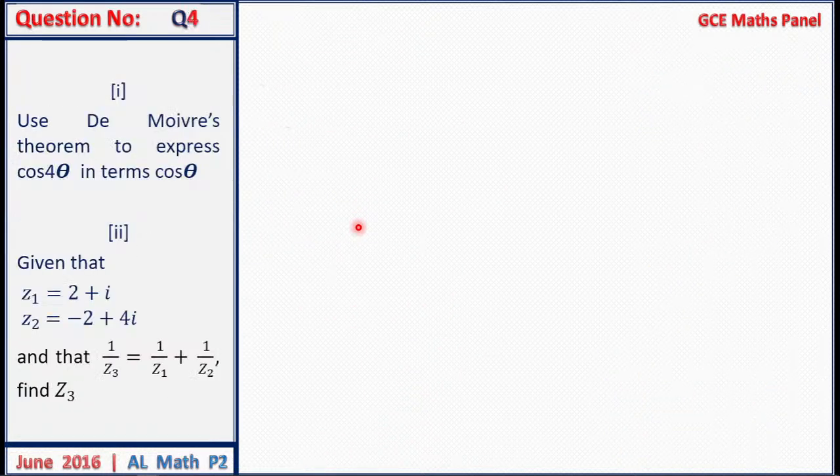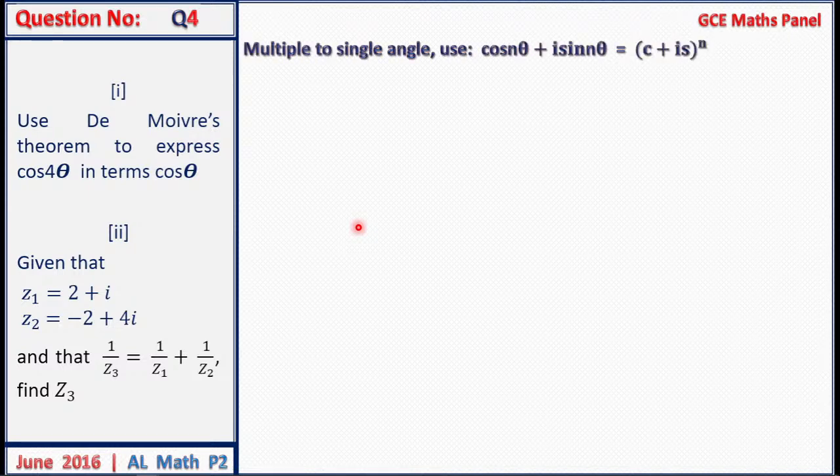That brings us to question number 4. Using De Moivre's theorem, express cos 4 theta in terms of cos theta. So De Moivre's theorem is for converting multiple angles to single angles, right? Because cos 4 theta is a multiple angle, and they want us to convert this to a single angle. So from multiple angle to single angle, this is the transformation that we use.